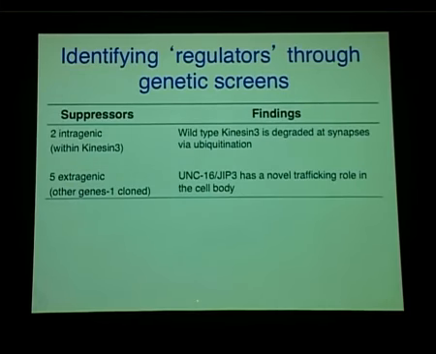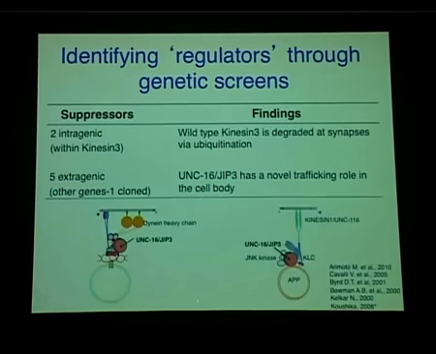So we cloned one of our suppressors, and we need to work on some of the others, and we found that it was a molecule called JIP3, or JNK interacting protein 3, or UNC16. And that was a very unhappy day in the lab when we found that out.